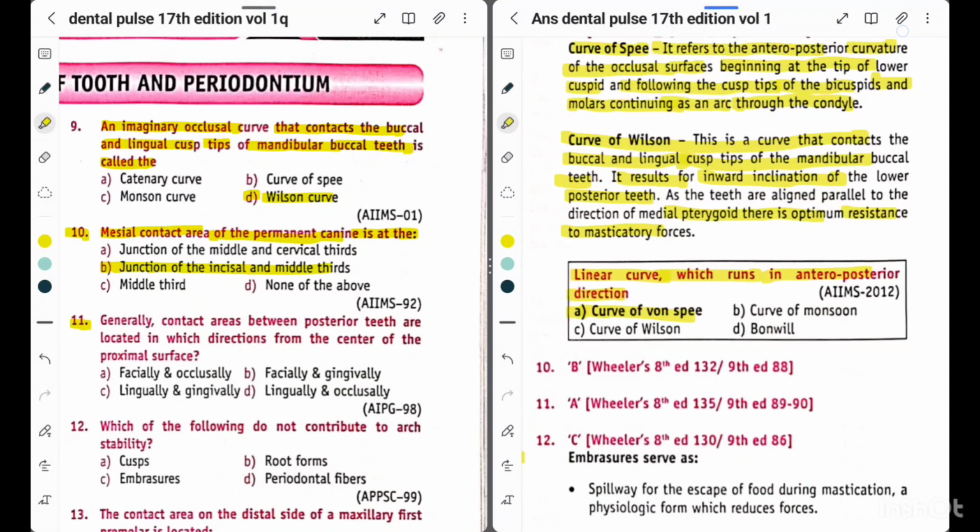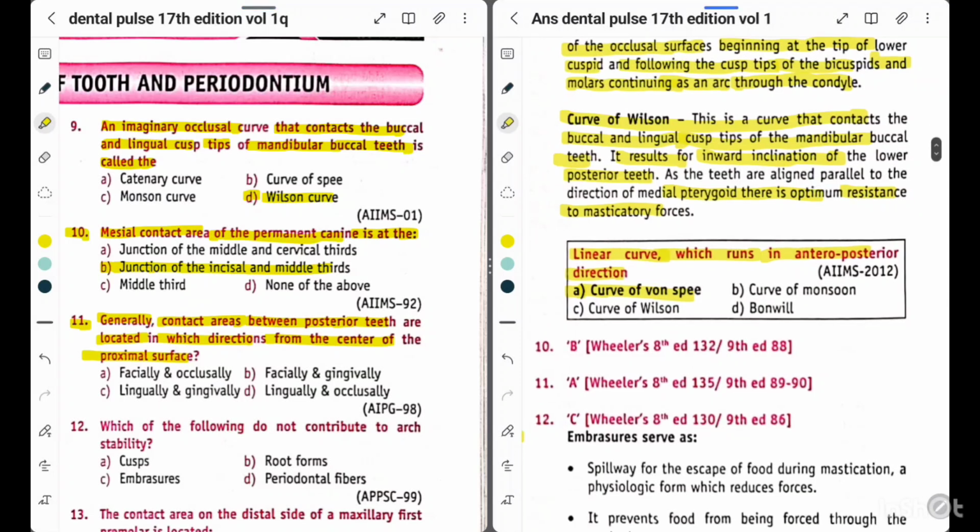Now question 11. Generally, contact areas between posterior teeth are located in which directions from the center of the proximal surface? So its answer is A, facially and occlusally. Generally, contact areas between posterior teeth are located in facial and occlusal directions from the center of the proximal surface.